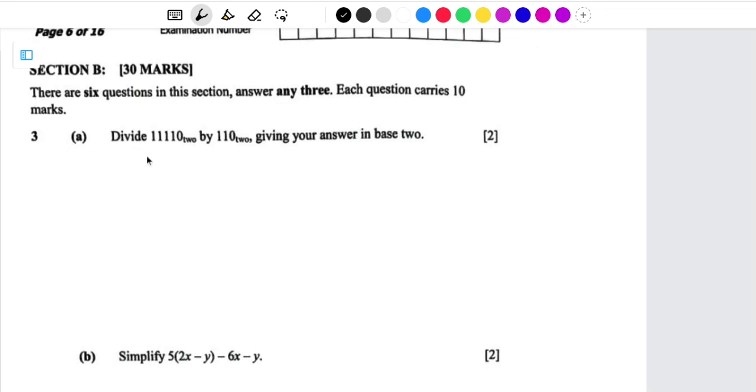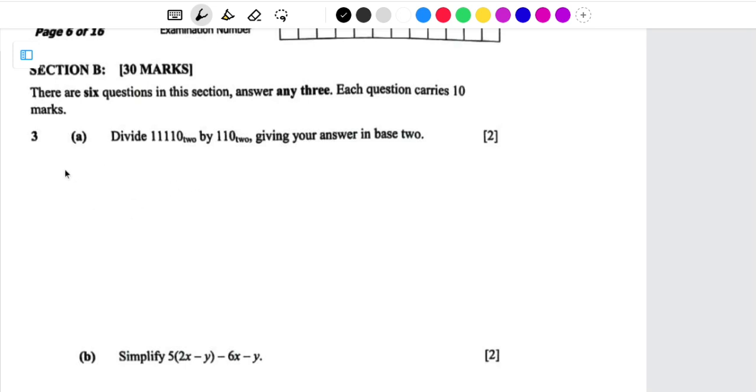So we have this one which is saying divide this number, which is in base 2, 11110, by 110 in base 2 and give your answer in base 2. Alright, an interesting part. Some of you know that one for using long division, where you put a number here and this number here. But if that is very easy for you, you can use that one. So let me also show you the other way around.